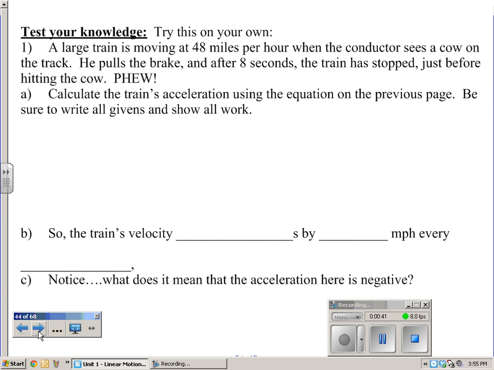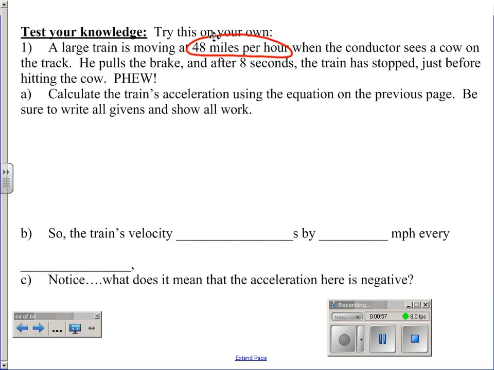All right. So at this point, I'd like you to pause the video and try this. Okay, so I'm going to assume that you've now paused it. Let's run through it. We're going to calculate the acceleration. So here's what we know. A large train is moving at 48 miles an hour when the conductor sees a cow on the track. He pulls the brake, and after 8 seconds, the train has stopped. We know the train has an initial velocity of 48 miles per hour. We know that it has a final velocity of 0 because the train is stopping. And we know that that change takes 8 seconds.